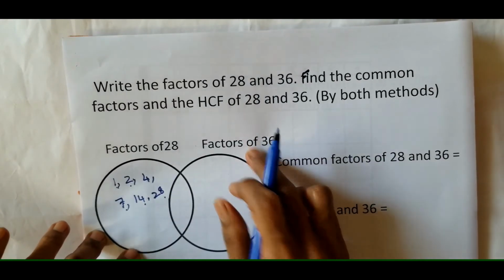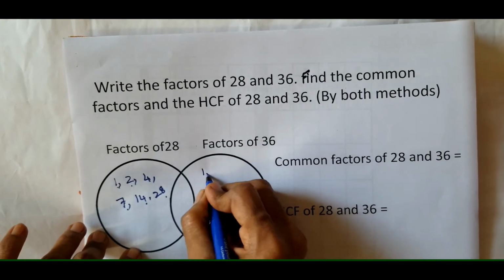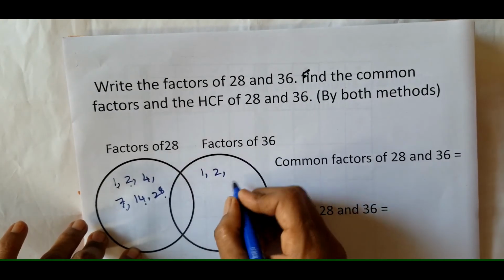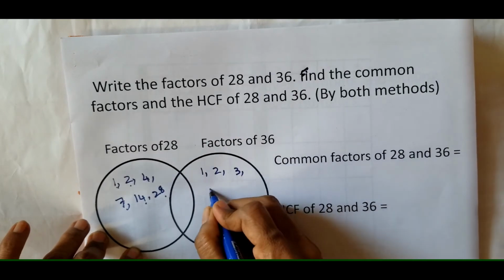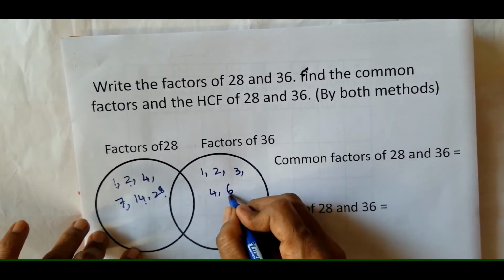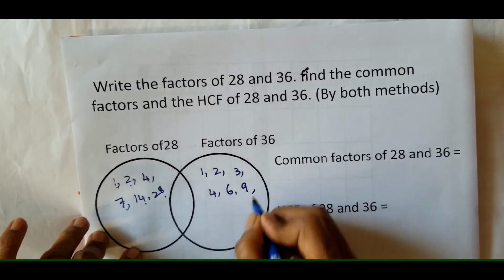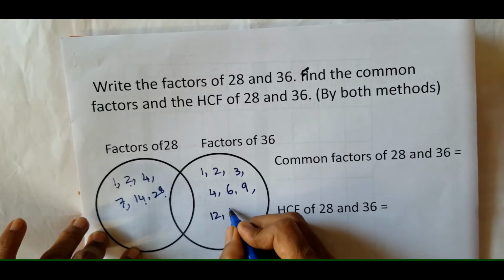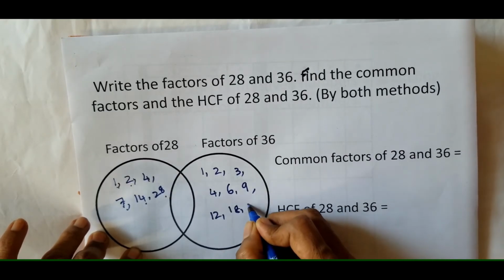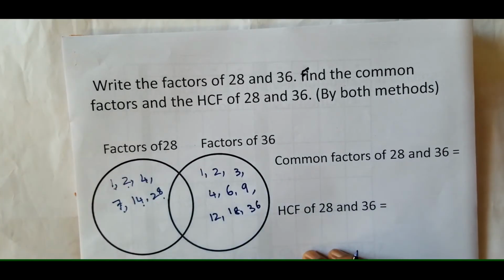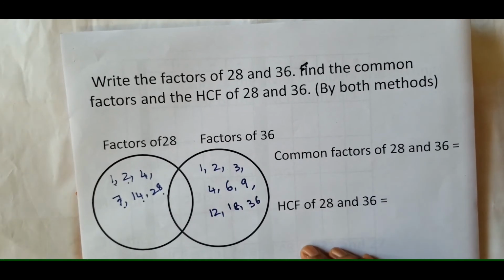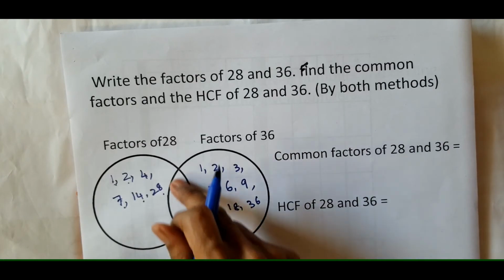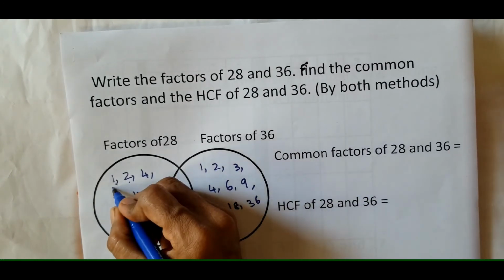Now factors of 36. 1, 2, 3, 4, 6, 9, 12, 18 and 36. We have written the factors now. Let us find the common factors. Where will we write the common factors? In the middle portion. The common factors.